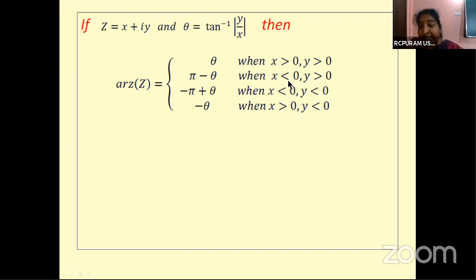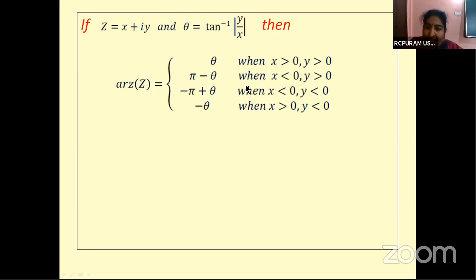Now, when x is less than 0 and y is greater than 0, this happens in the second quadrant. In the second quadrant, the same theta we are subtracting from pi. So pi minus theta will be considered in the second quadrant. And when x is less than 0 and y is less than 0, both negative happens only in the third quadrant, when you have the point in the third quadrant, then you will consider it as minus pi plus theta. And then if you have it in the fourth quadrant, you will be taking it as minus theta.